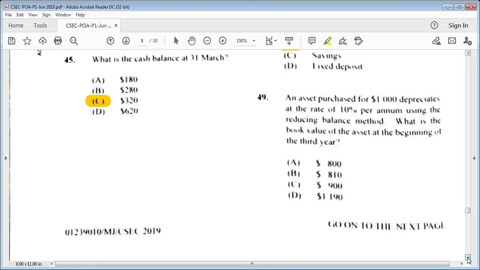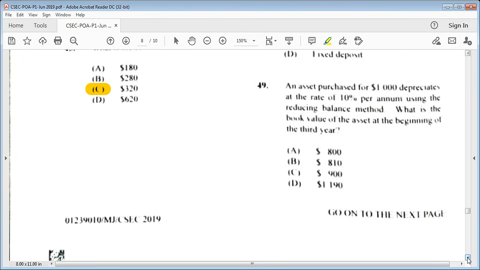An asset purchased for $1,000 depreciates at a rate of 10% per annum using the reducing balance method. What is the book value of the asset at the beginning of the third year? A. $800. B. $810. C. $900. D. $1,190. So it says reducing balance method.